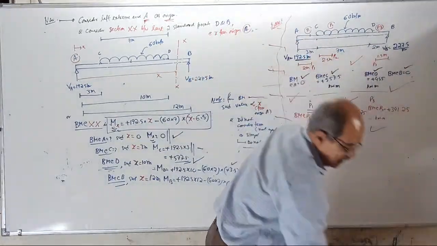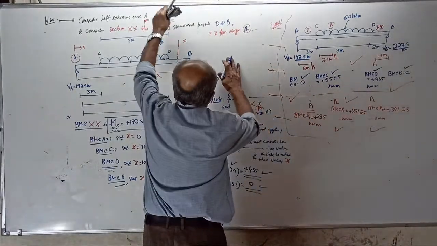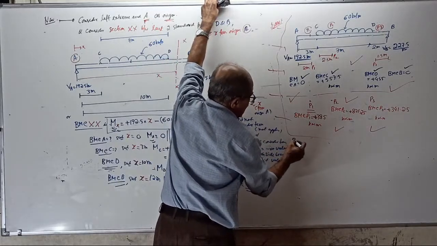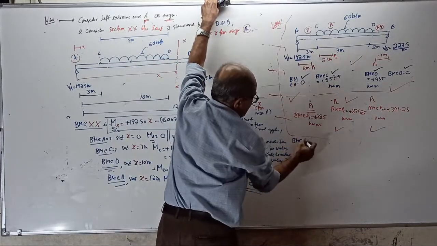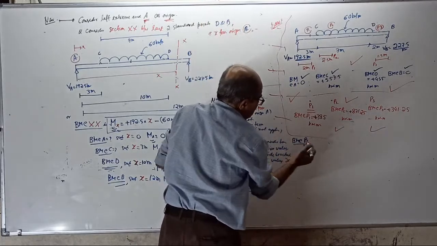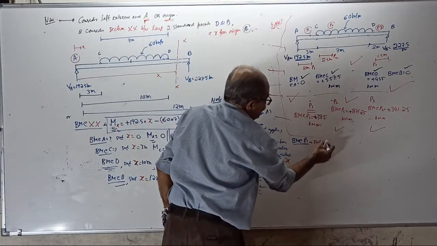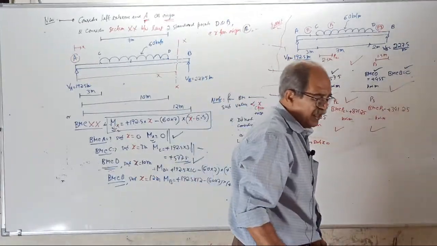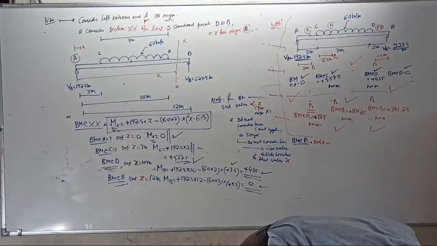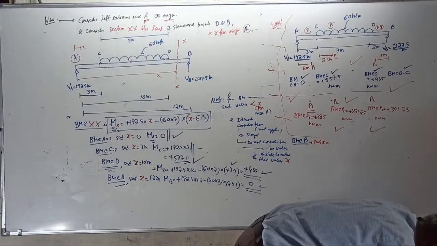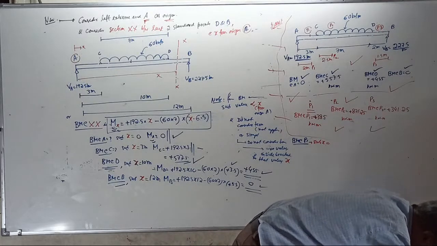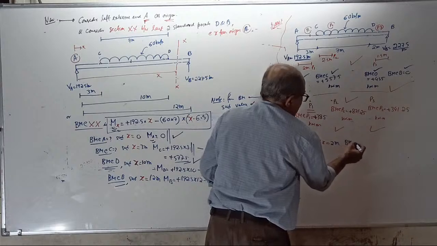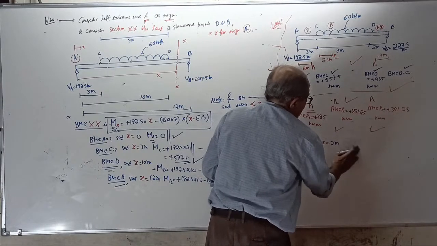Now, come to 3 other points. To get bending moment at P1, substitute x equal to, don't waste time now. Time is already over. I want to finish today. Substitute x equal to 2 meter. Therefore, bending moment at P1 is sufficient.